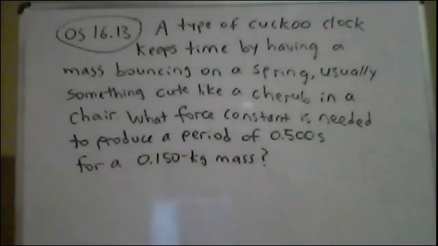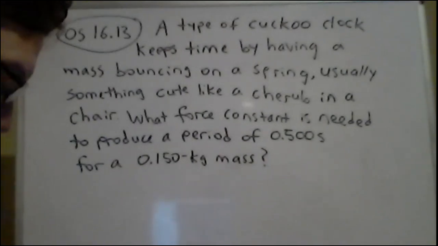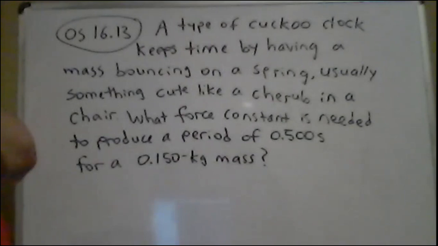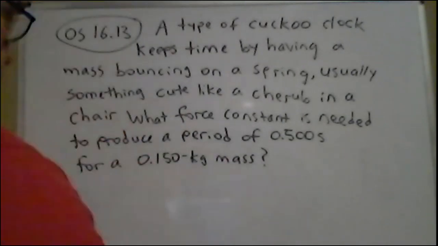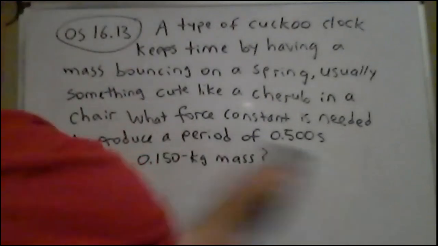All right, so again, a type of cuckoo clock keeps time by having a mass bouncing on a spring, usually something cute, like a cherub in a chair. What force constant is needed to produce a period of 0.500 seconds for a 0.150 kilogram mass? All right, so again, we're going into oscillatory motion now. So let's put this into English.